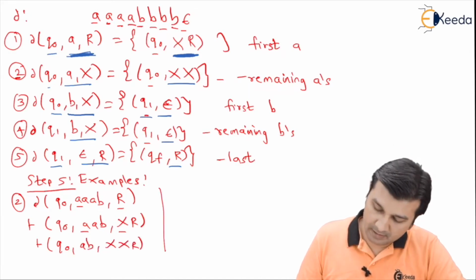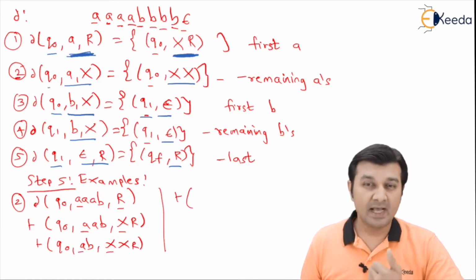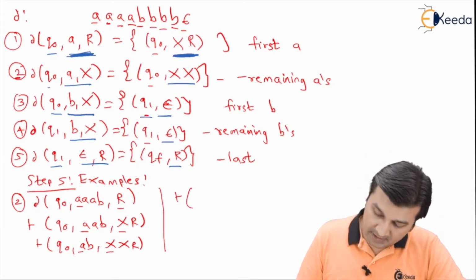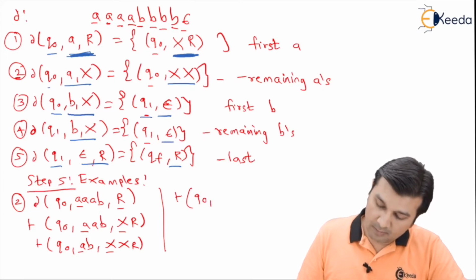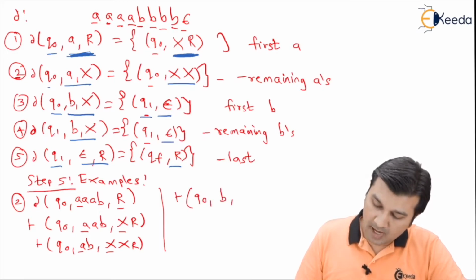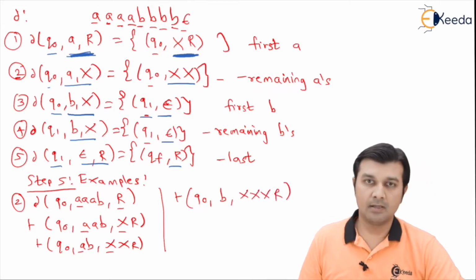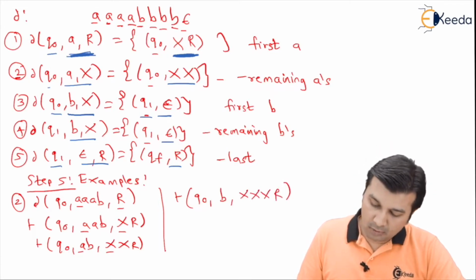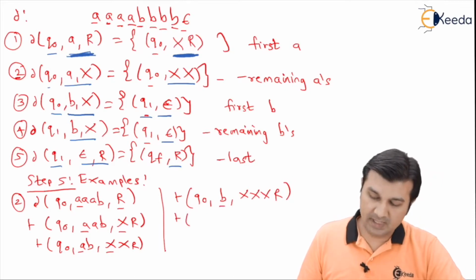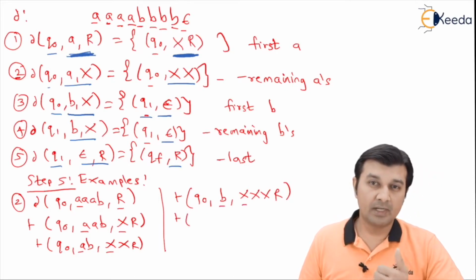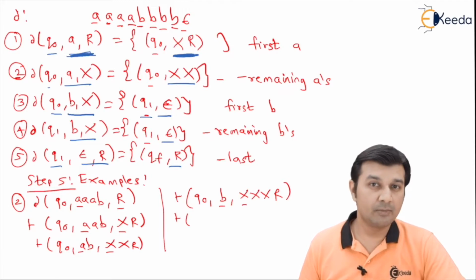Going ahead, Q0 on A when the stack top is X, as per rule 2, remain in the same state. You have only B there as the input now, and one more X will be pushed above XXR. Now Q0 on B when the stack top is X, for the first time I'm encountering a B, so my pop operation will be enabled.